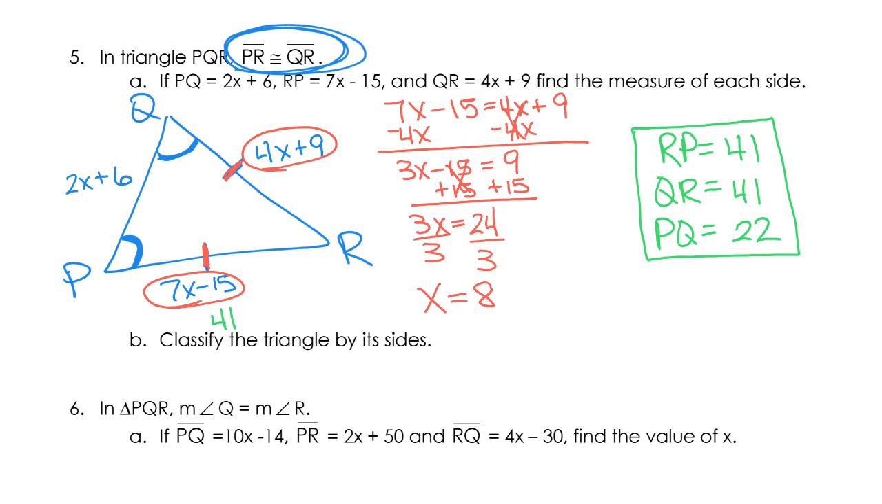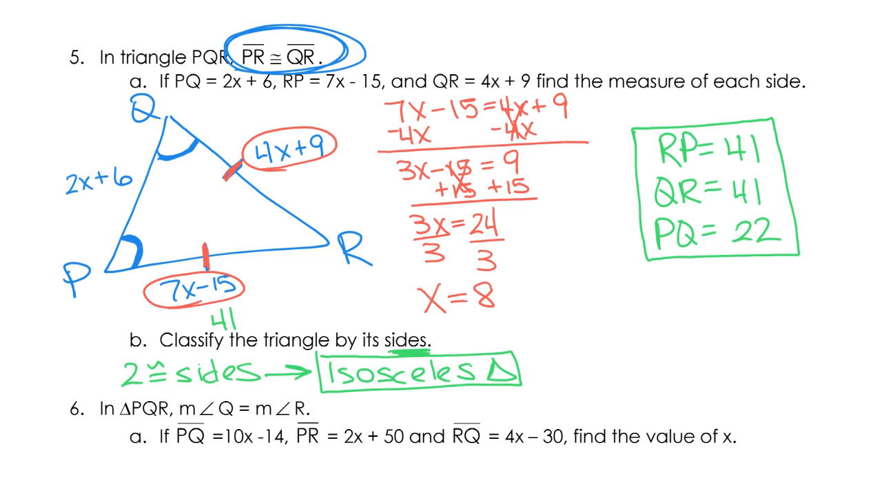Part B says to classify the triangle by its sides. Since we have all the sides there and we already see that it has 2 congruent sides, remember your 2 congruent eyes on your face. This is known as an isosceles triangle. All right, let's take a look at the next one.